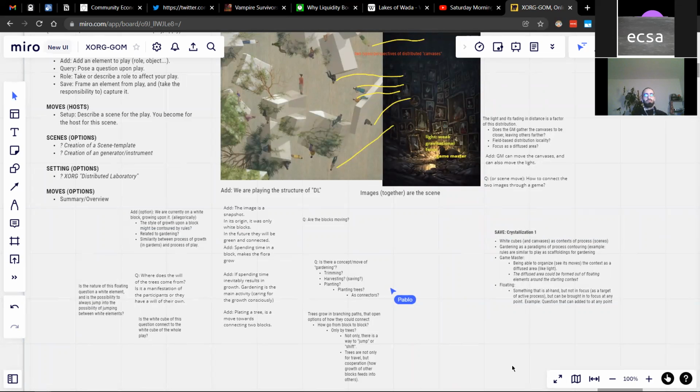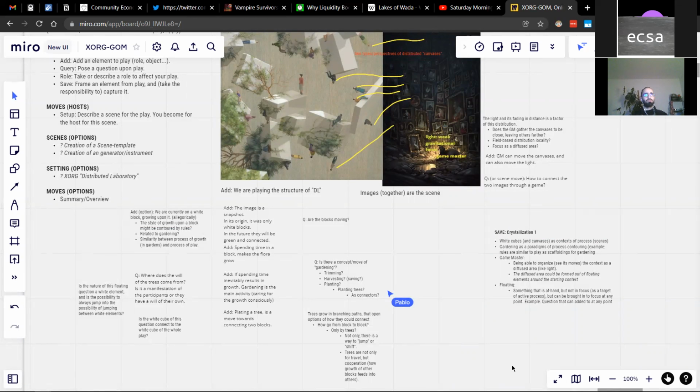Yeah, I think from there, there are interesting structural notions. If we think we were playing with the structure of the distributed laboratory, it's not to say that this is the structure, but it was an interesting pathway to start adding potential structures for it. Yeah, I agree.